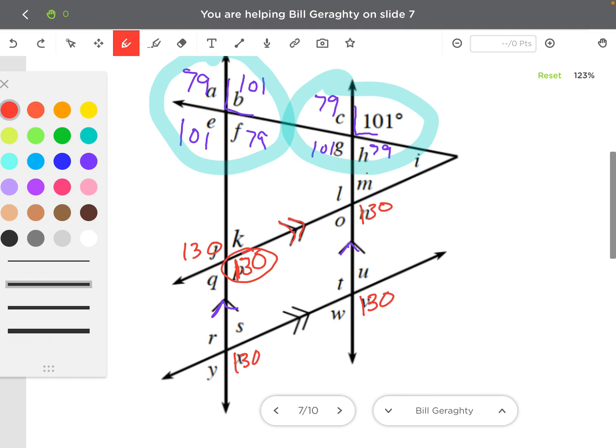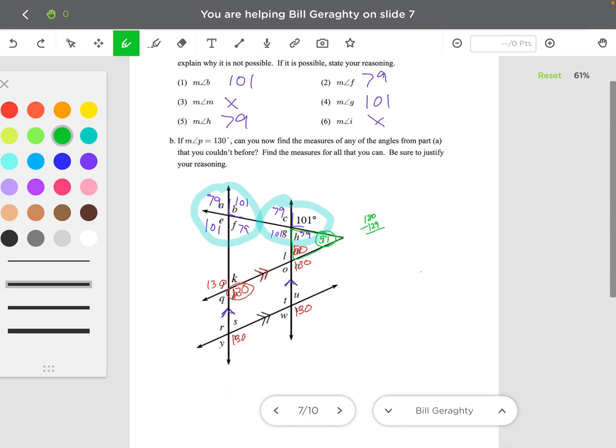It also tells me that M is 50, and that's going to help me find the measure of angle I because of this triangle right here. So 180 minus angle H and angle M together, which is 129. And so that's going to give me 51 degrees for angle I. Okay, so 51. And then angle M, I have down as 50.